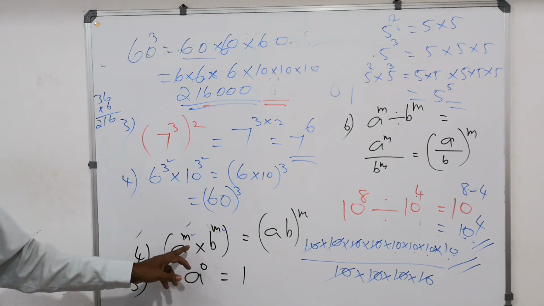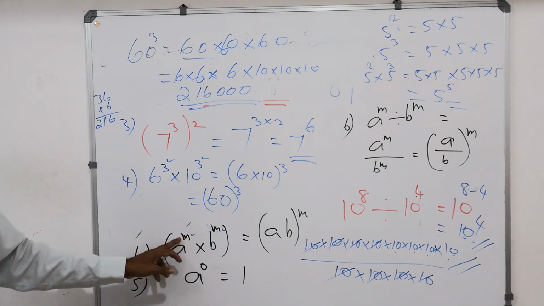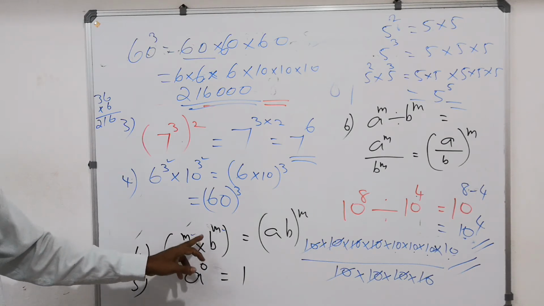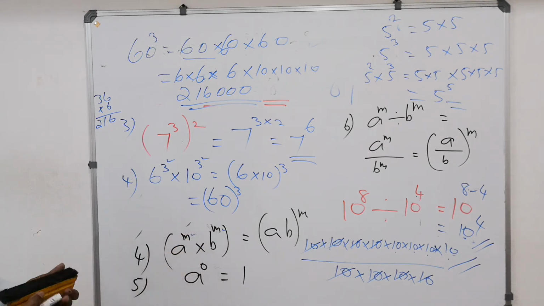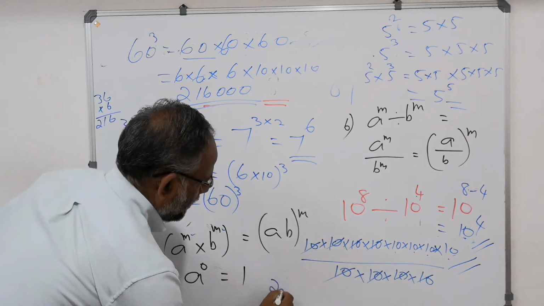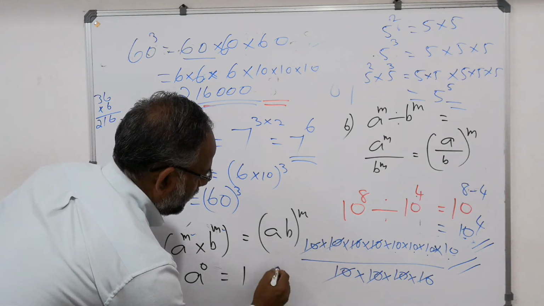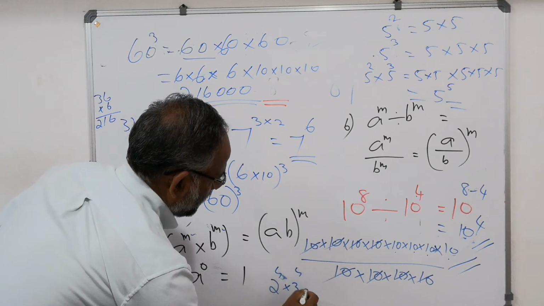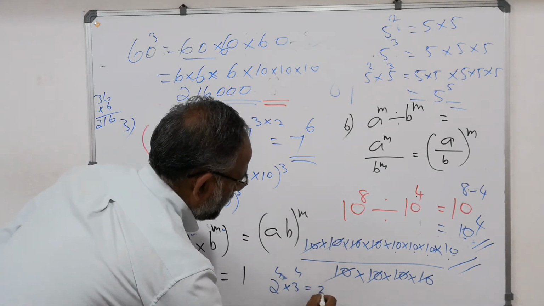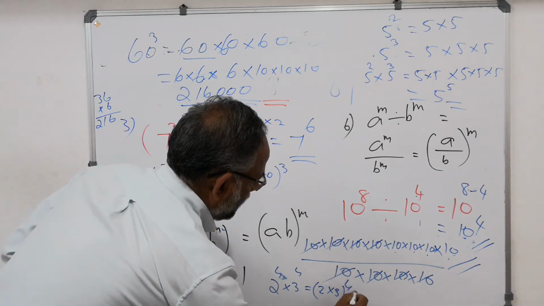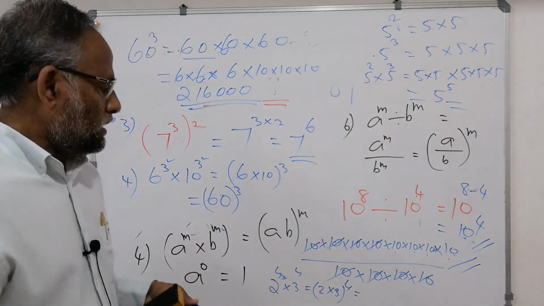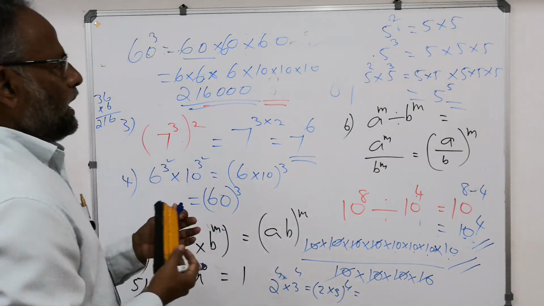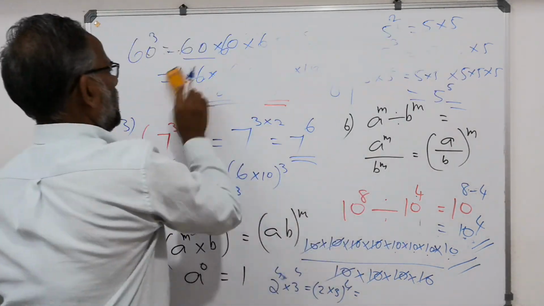Now another small example you can write. 2 to the power of 3 into 5 to the power of 3, that means 2 into 5. What I am telling, don't confuse. 2 to the power of 4 into 3 to the power of 4, that means 2 into 3 all to the power of 4. 2 threes are 6. Can you see that? 2 into 3, I am writing here.